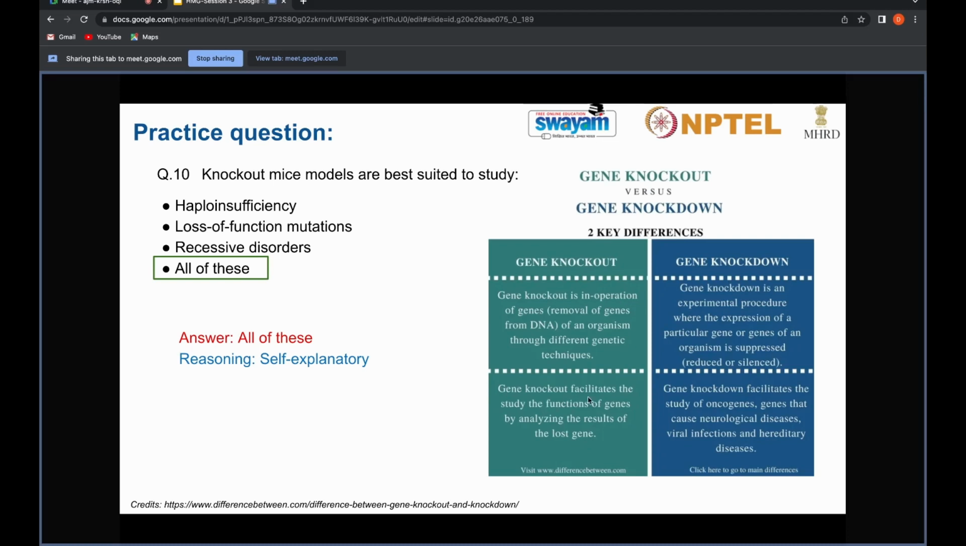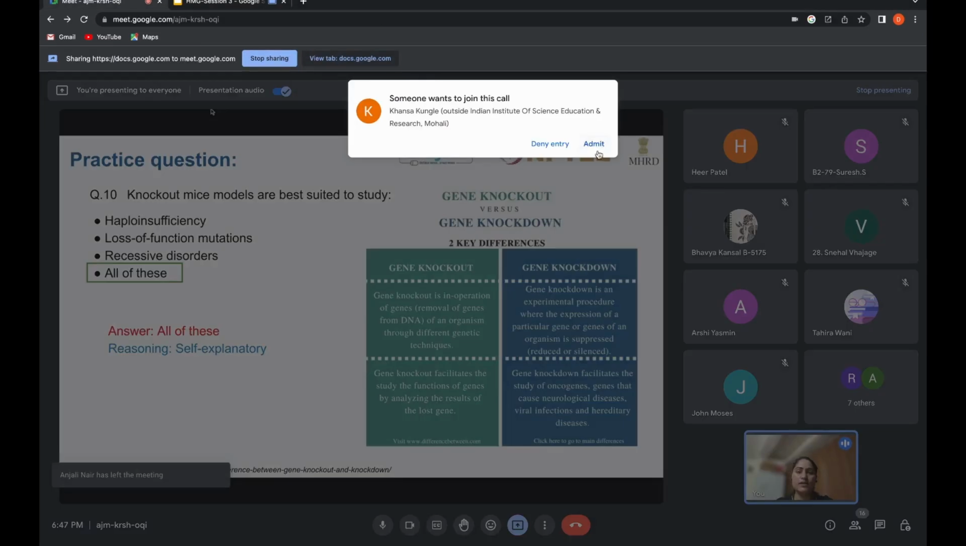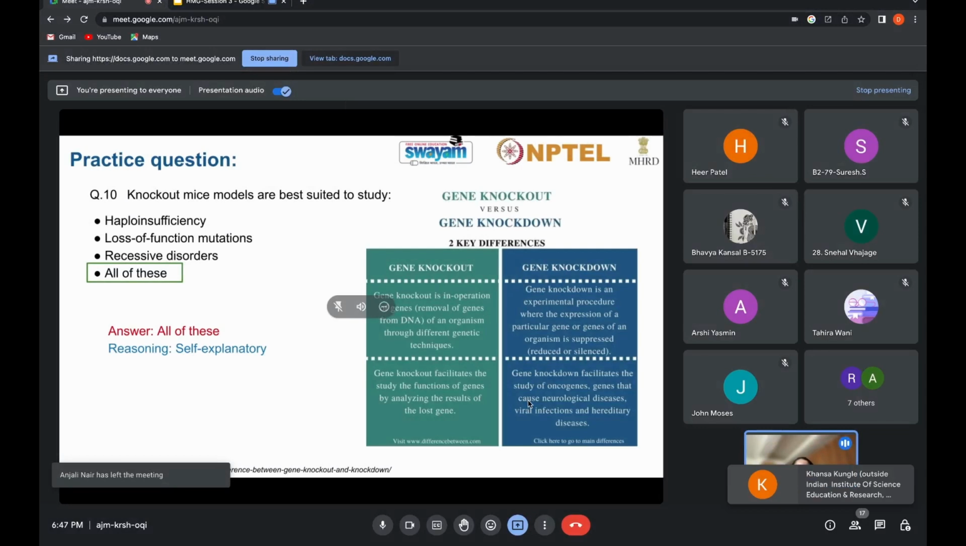Then gene knockout facilitates the study of the function of genes by analyzing the results of lost genes. By performing the knockout, you can study the effect of that knockout occurring at the level of proteins. So this is the advantage of gene knockout. So now let's see the application of gene knockdown.